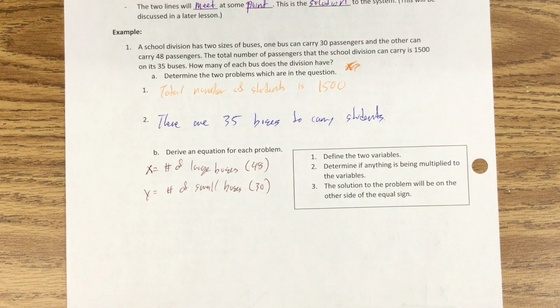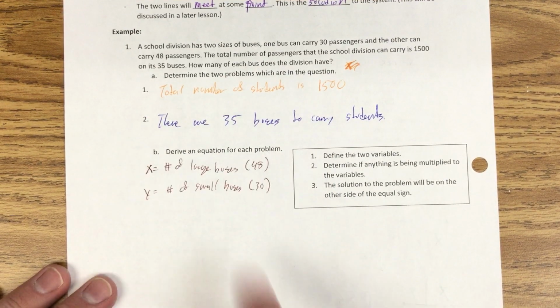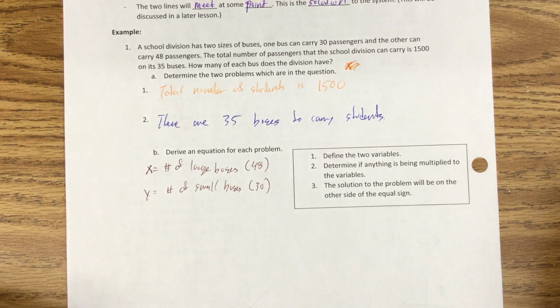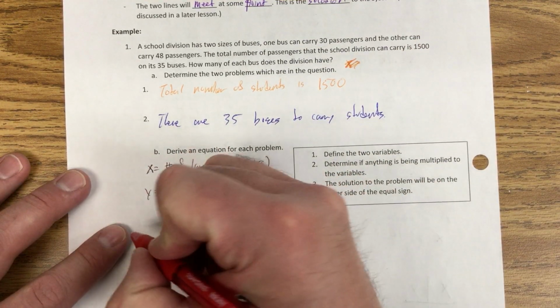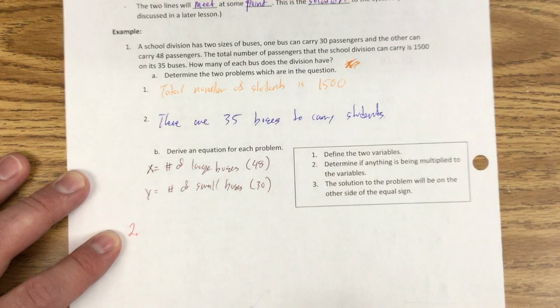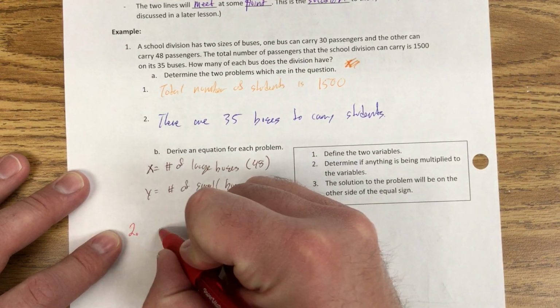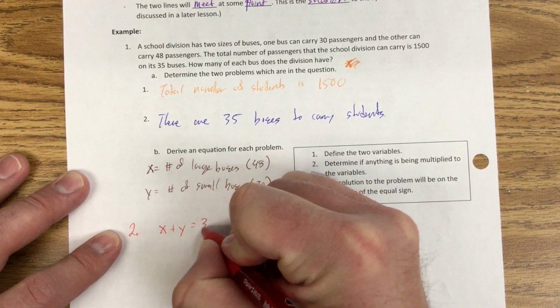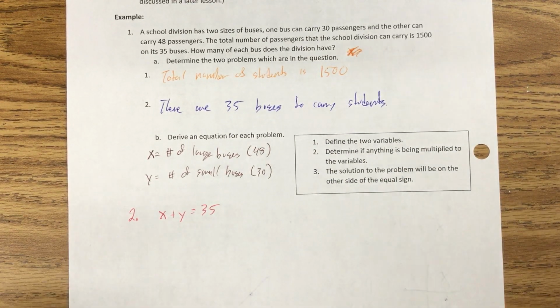Now, how can we represent both of our scenarios, or our problems, using these two variables and writing them out as equations? I'm going to start with the second one just because I find that one a little bit easier. There are 35 buses to carry students. We know that X is the number of large buses and Y is the number of small buses. So X plus Y is equal to 35. They have to add up to 35, because that's how many total buses we have.